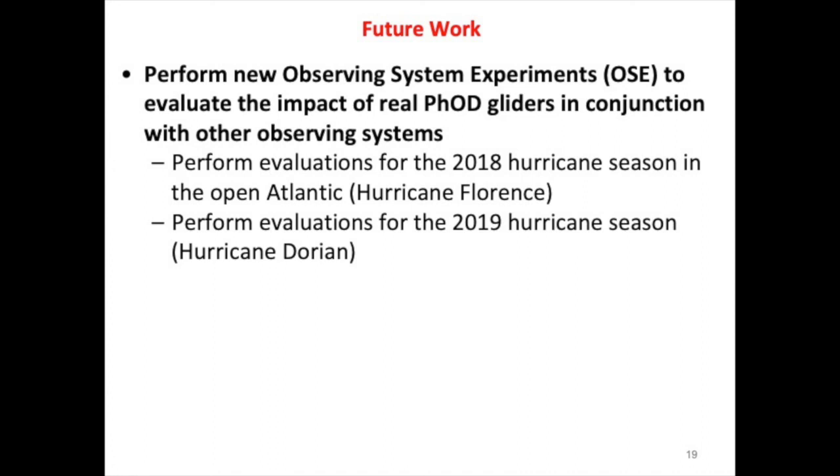But we are planning now to extend the OSSEs to the open Atlantic for the 2018 hurricane season, focusing on Hurricane Florence, and then the 2019 season focusing on Hurricane Dorian, looking at the impact of the gliders in comparison to assimilating other existing components of the ocean observing system.